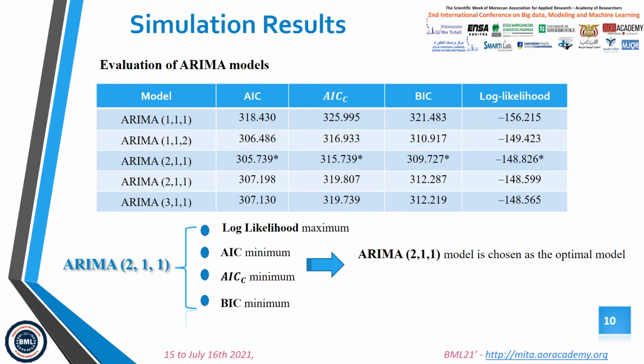And the ARIMA(2,1,1) model is chosen as the optimal model due to the lowest values of AIC, BIC, and HQC, and the maximum value of log likelihood, as can be seen in this table.